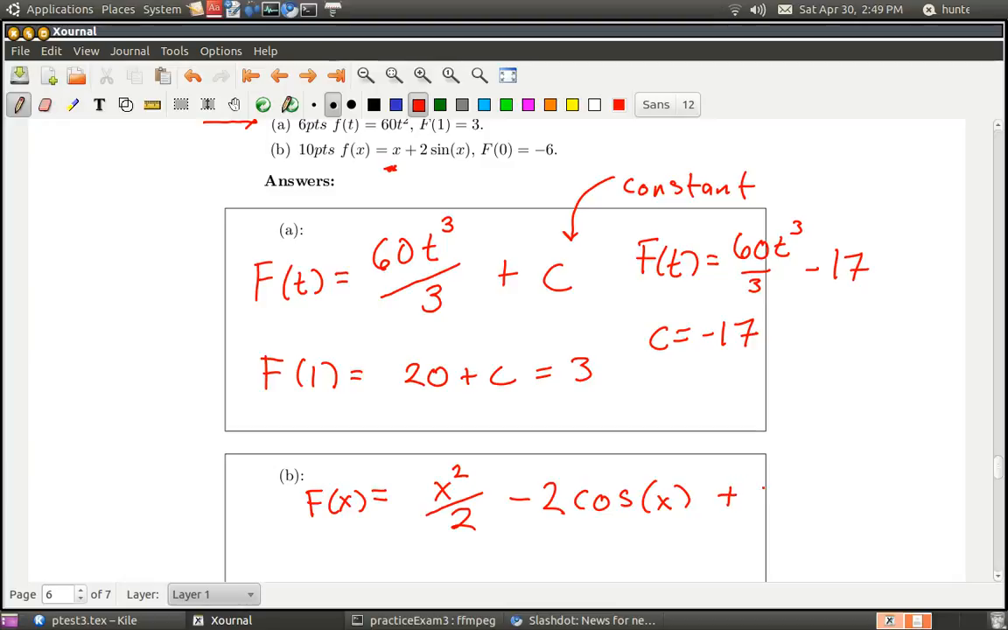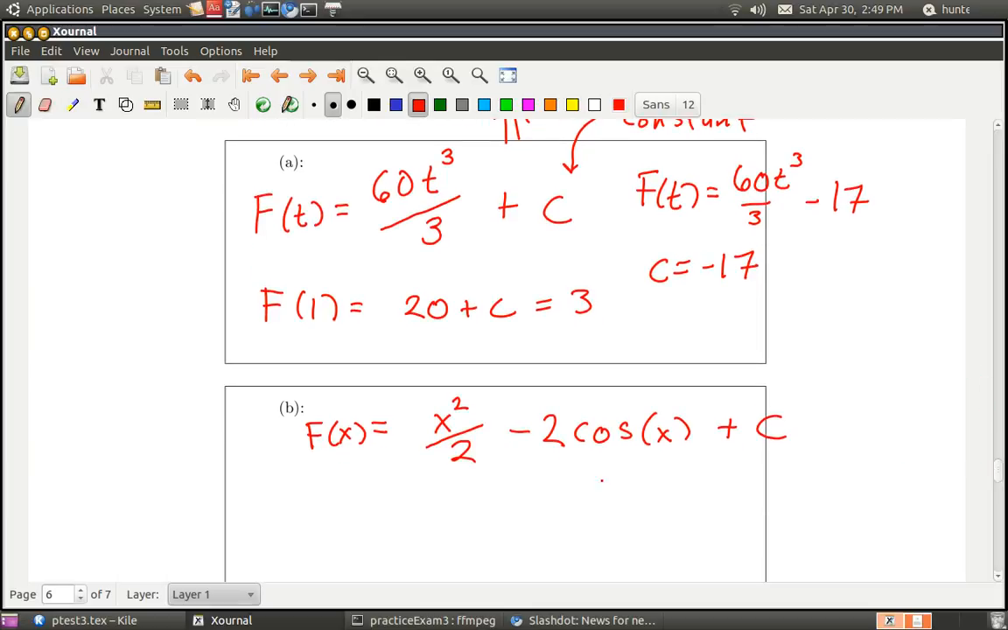The only last detail to worry about is this plus c thing. But we can fix that. Or we can find what number it is, because we're also told this other thing here, which is that when we plug in 0, negative 6 should come out. So let's just pick c to make sure that's true.